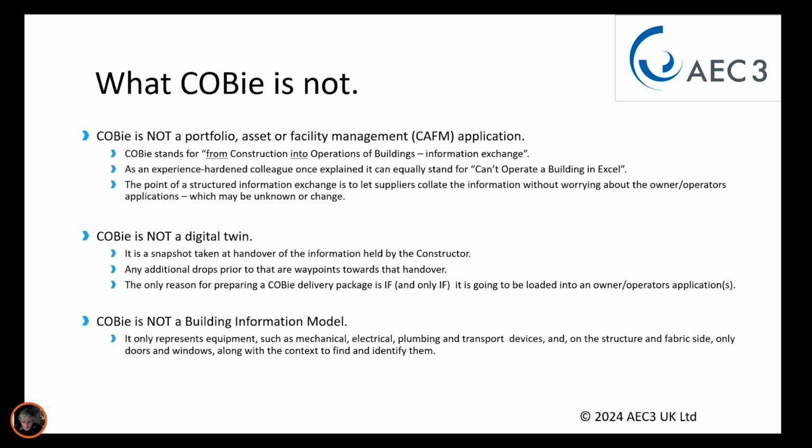One attendee on a training course that I gave very smugly said that COBie stands for you can't operate a building in Excel. And I think he was surprised when I completely agreed with him. You can neither design nor construct nor operate a building in COBie. So what is it for?